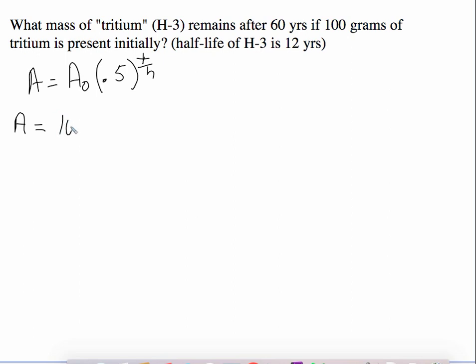So how much do you have initially? 100 grams. That's going to be multiplied times 0.5. The time is 60 years, and the half-life is 12 years. Once again, make sure they're in the same unit, which they are in this problem. So 60 divided by 12 is 5. I always do the exponent first, so I'm going to have 100 grams times 0.5 to the 5th power.